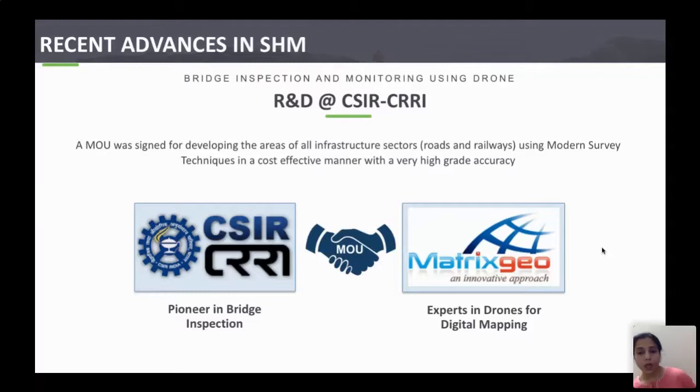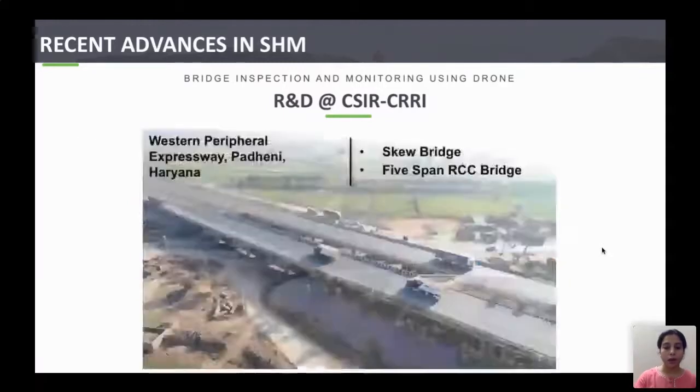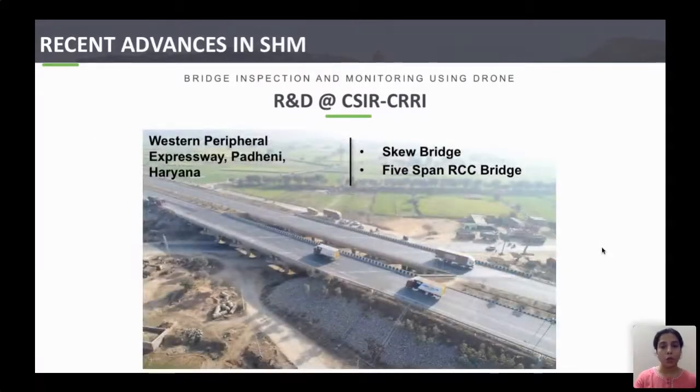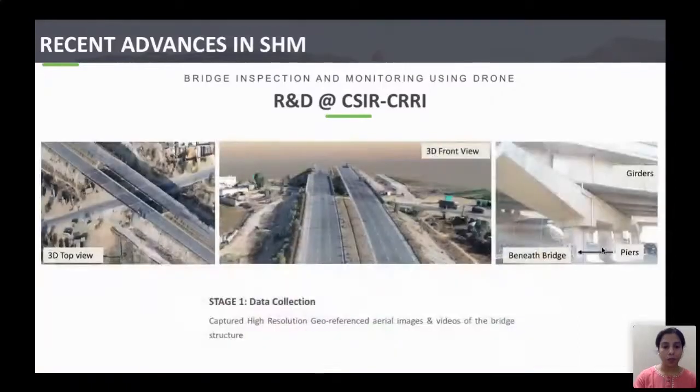We, along with our industry partner, are developing a drone which can do both the visual inspection as well as the NDT, where in NDT we include the rebound hammer and the UPV. The first phase we have completed. So this is the bridge which we considered for our study.